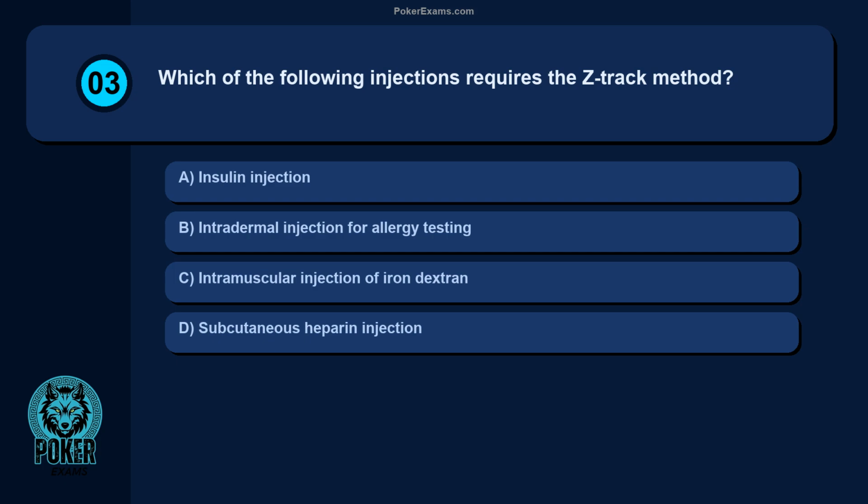Question 3. Which of the following injections requires the Z-track method? Insulin injection. Intradermal injection for allergy testing. Intramuscular injection of iron dextran. Subcutaneous heparin injection.